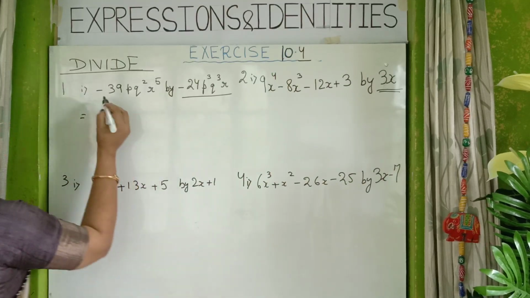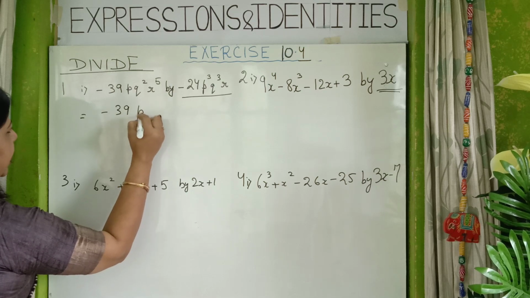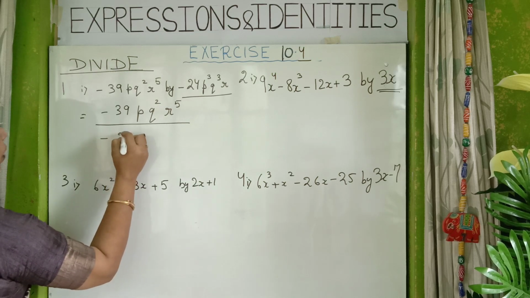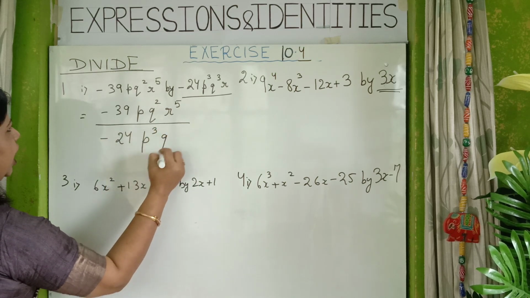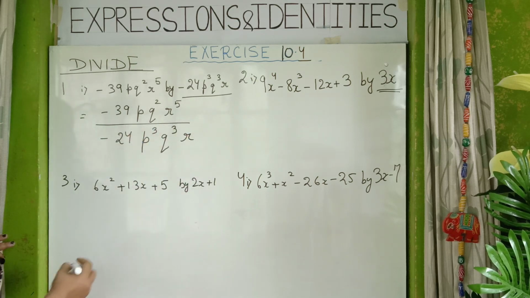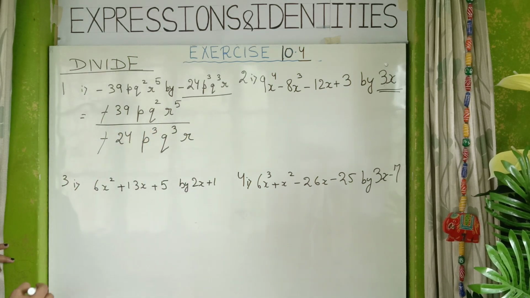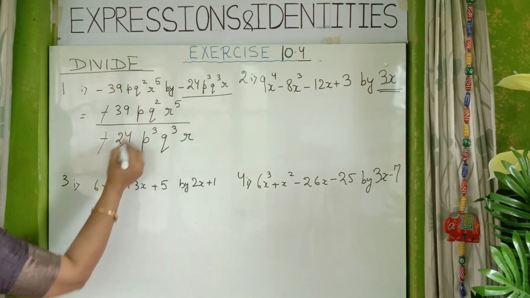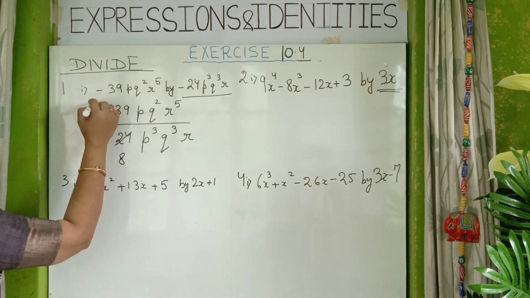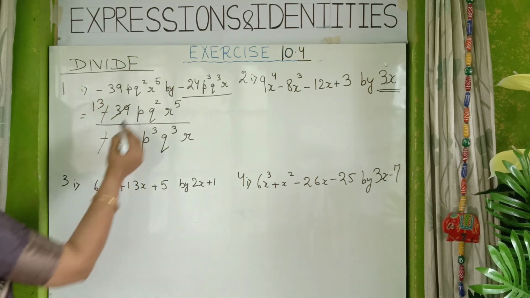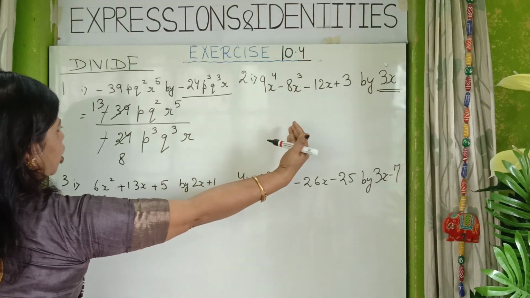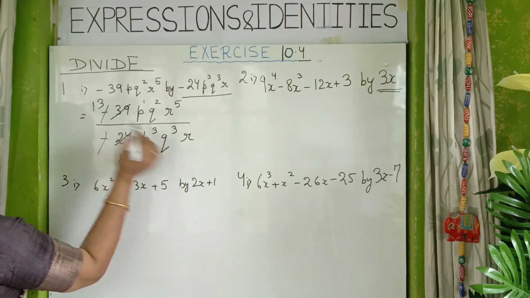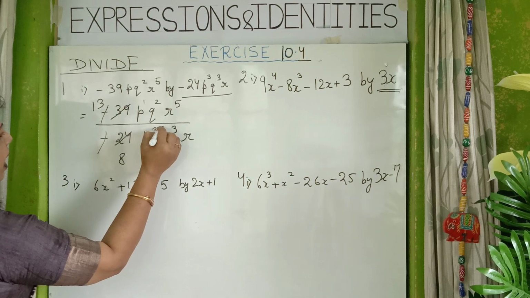This is equal to minus 39 p q to the power 2 r to the power 5 divided by minus 24 p to the power 3 q to the power 3 and r. The first thing is, minus minus cancel off. 24 and 39 will go by 3. 3 ones are 3, 3 eights are 24; 3 thirteens are 39. Now either you can apply the law, or straight away you can cancel off. Here you have p1, here p3. So what remains is 3 minus 1.